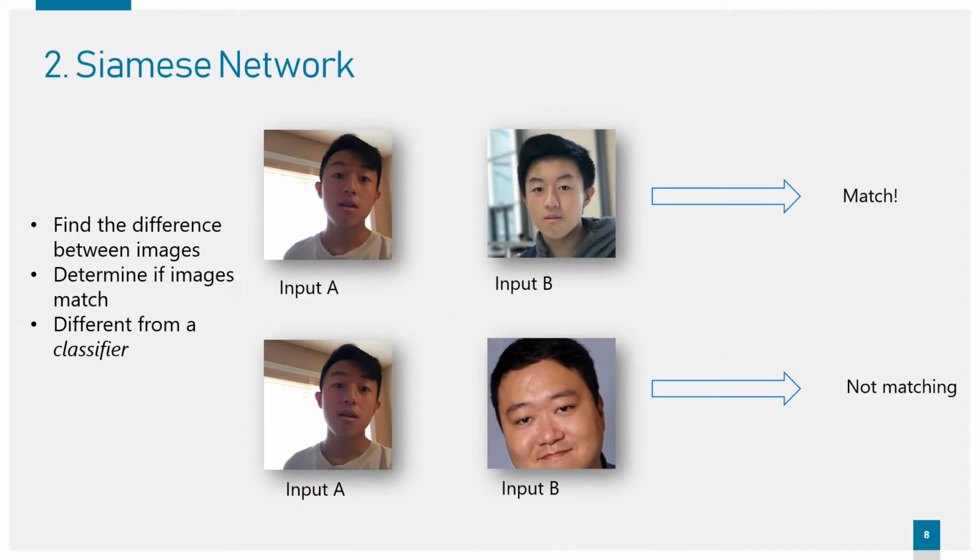So what is a Siamese network? Well, the goal of a Siamese network is given two input images, it will tell you whether the pair is matching or not matching. It finds the differences between the images and based on that makes its determination. This is different from a classifier which gives you the label of the image.